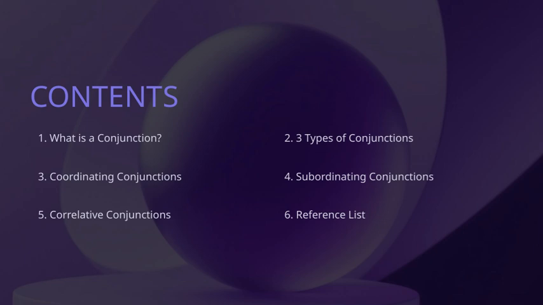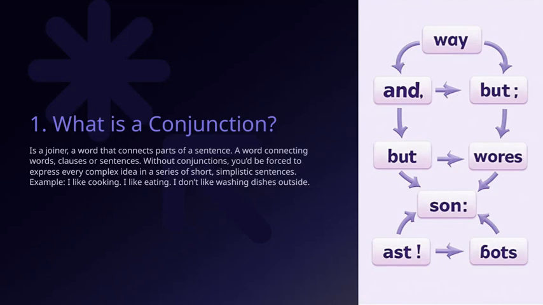of effective communication. A joiner or a conjunction is a word that connects parts of a sentence. It links words, clauses, or even entire sentences together. Think of it as the glue that holds different ideas or parts of your sentence in place. Without conjunctions, you'd have to express complex ideas in a series of short, simple sentences, which can make your writing or speech choppy and harder to follow.